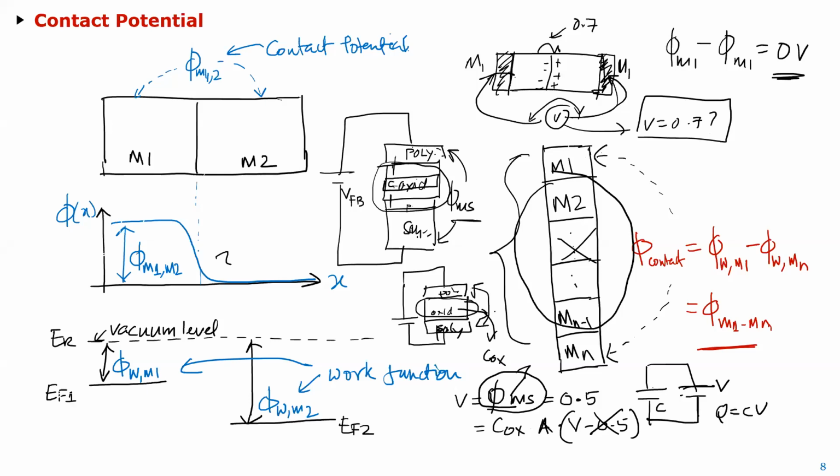If this is metal, you don't have to do anything. If this is P plus and this is P plus, you don't have to do anything. If this is N plus and this is N plus, you don't have to do anything. You see the point, right? So the capacitance appears after you put that contact potential.